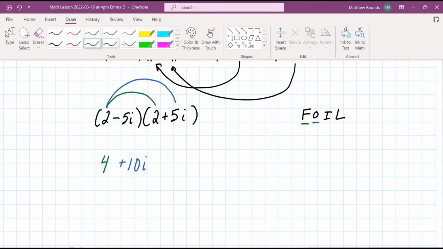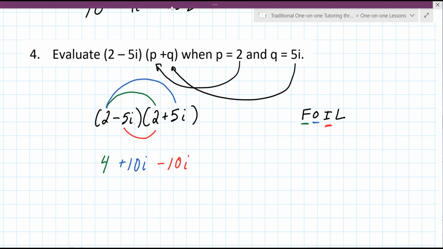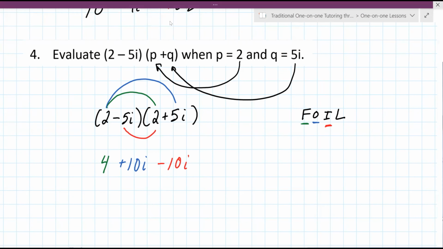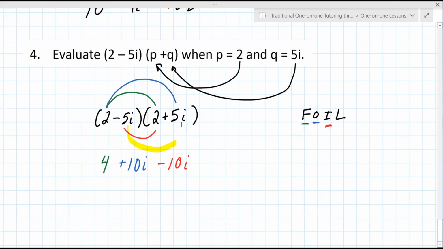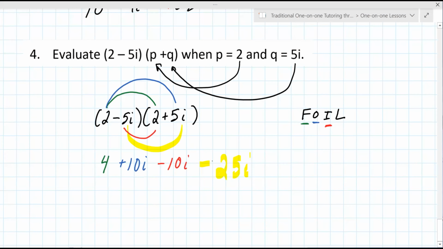Just color coding it here. Go with red. So that's minus 5i times 2. That's minus 10i. And then I don't really have a color for the last, but we'll go with this yellow here. That's these, and it gives you minus 25i. Let me just fill that in here. Minus 25i squared.